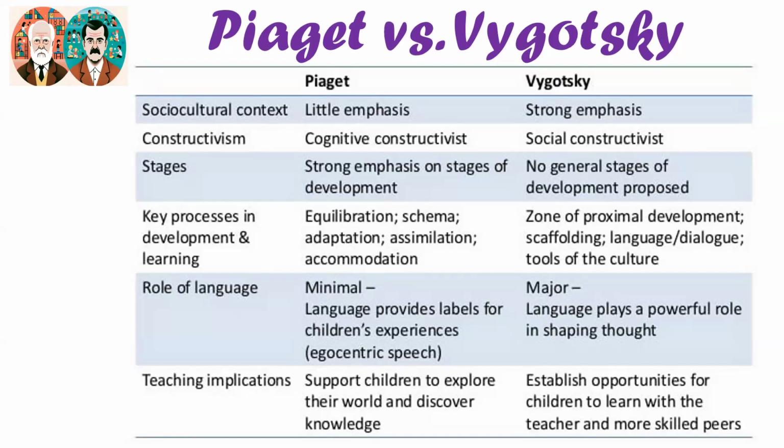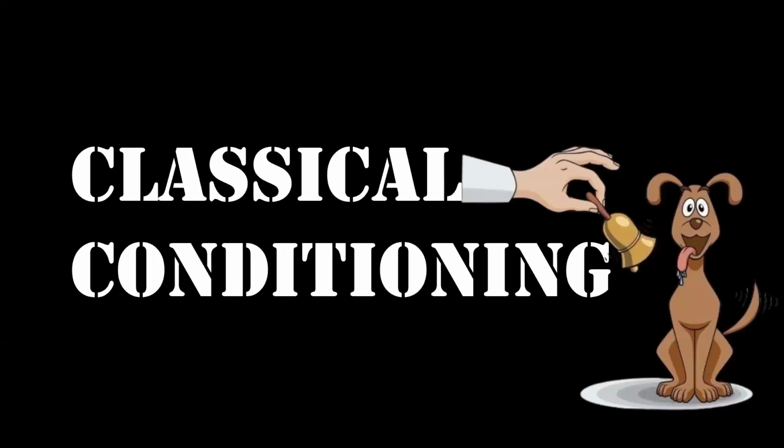In Piaget's theory, the teaching implication is to support a child to explore their world and discover knowledge. They will learn from discovering things. But Vygotsky said that there should be opportunities for children to learn with the teacher or a more skilled person, and with the support they will learn better. That was the concept of Vygotsky.